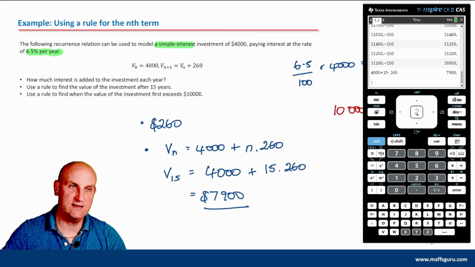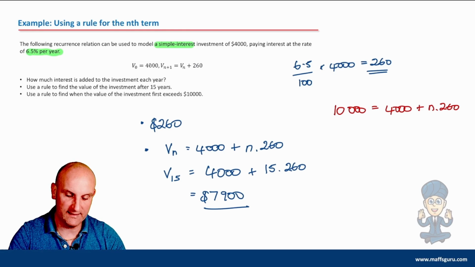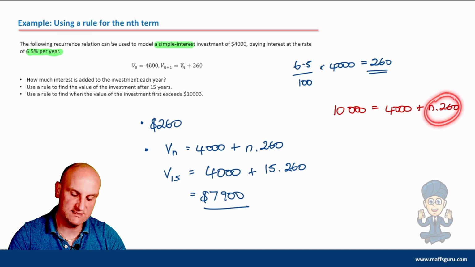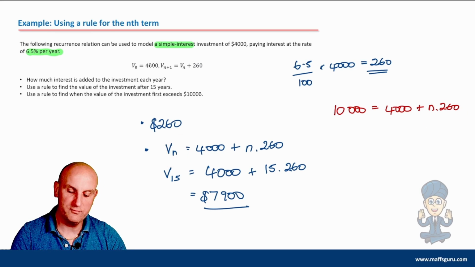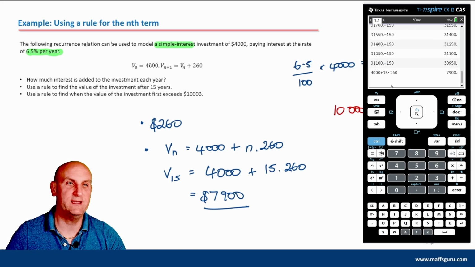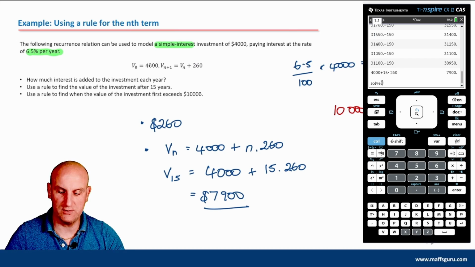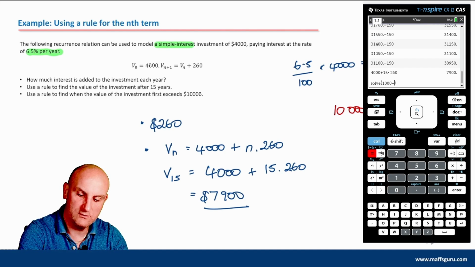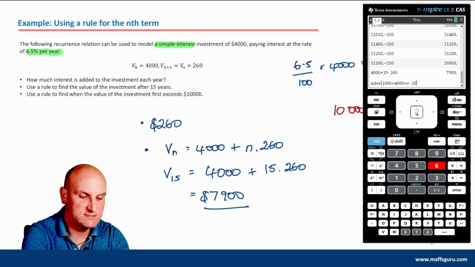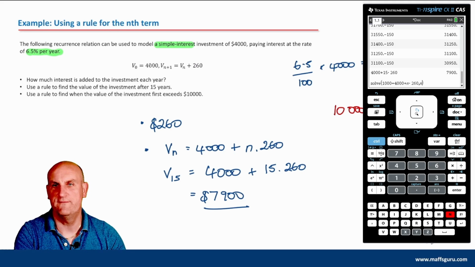Now again, I could do this algebraically, but I'll let my calculator do all the hard work. So 10,000 is equal to 4,000 plus n times 260, because I know that this number is in my sequence, or at least we hope it is. So firing up my calculator, I'm going to do algebra, solve, and all I do is put the equation in: 10,000 equals 4,000 plus n times 260, hit comma, and then n, because you want to tell the calculator, there's my equation, find the value of n.